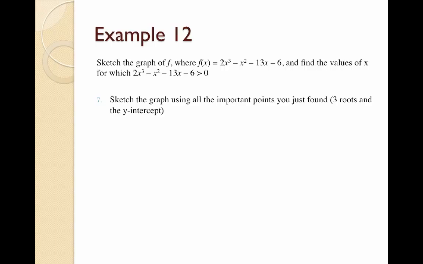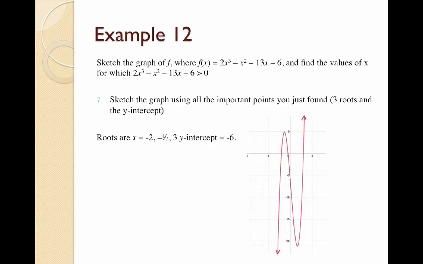With all this information, we have 3 roots and we have a y-intercept. We can now sketch this diagram. So here's what it's going to look like. Please note that we cut the x-axis at minus 2, minus a half, and 3, and that the y-intercept is going to be at minus 6.